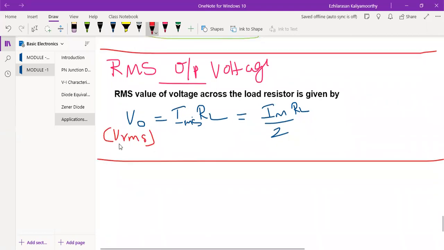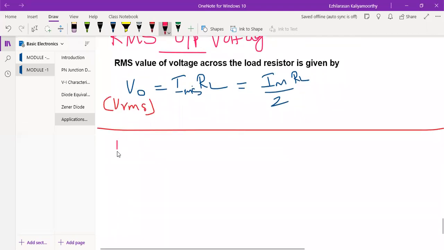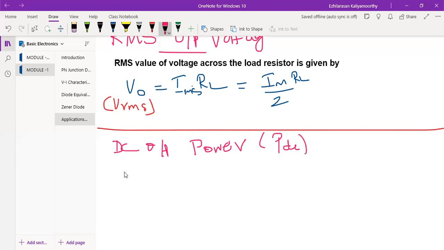Next, DC output power. That is the term we call PDC. The input is AC, the output is DC, so we need to calculate in the output. That is what we call PDC. What will be the PDC now?